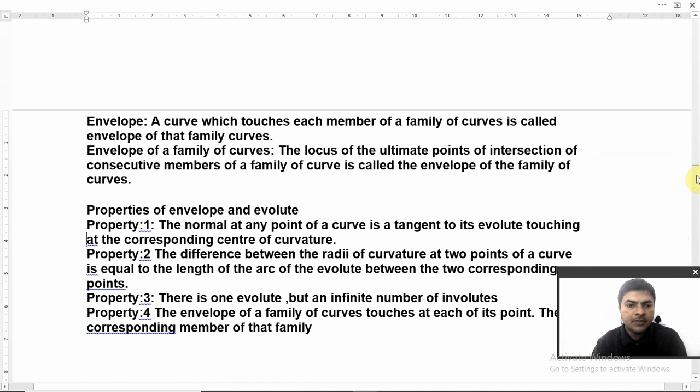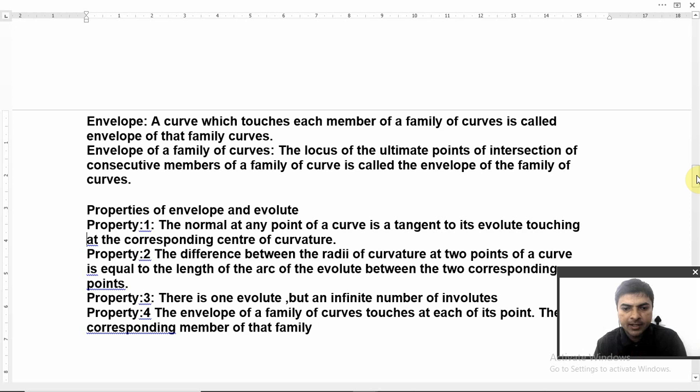Before this, we see the envelope. The curve which touches each member of a family of curves is called the envelope of that family of curves. The envelope of a family of curves is the locus of the ultimate points of intersection of consecutive members of the family. Very simple. If you take many families of curves, then it will become one envelope. That is simple. We have properties of the envelope and evolute.